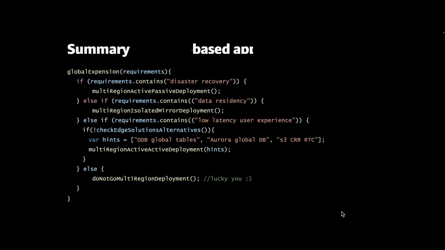And in a nutshell, this is the summary of what you need to determine. If you need only disaster recovery, you can go with multi-region active-passive. If you need data residency, you can go with something a bit more sophisticated, leveraging some mirror deployment. And if you need something even more sophisticated, with a low-latency user experience, you can go with DynamoDB global tables, Aurora Global DB, and S3 cross-region replication. And also, we have introduced multi-region access points for S3 as well.